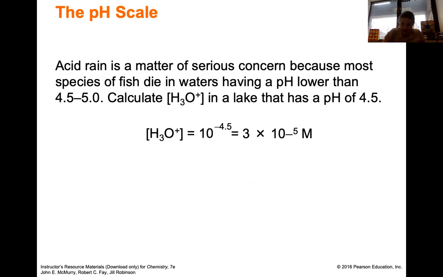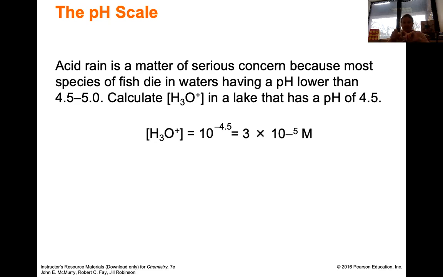Acid rain has a pH, in waters, lower than 4.5 to 5. Calculate the hydronium ion concentration in a lake that has a pH of 5. So now we're going the opposite way. So our pH only has one significant figure to the right of the decimal. That means that our hydronium ion concentration is going to have one significant figure.